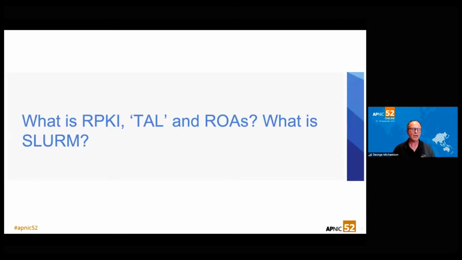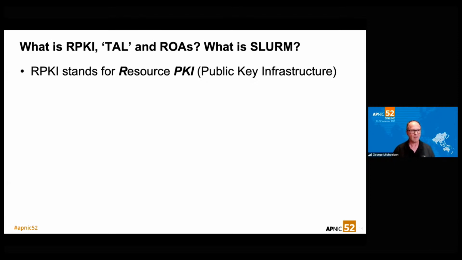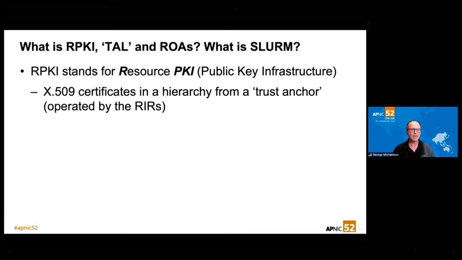So let's talk a little bit about these key concepts. 4 key terms: RPKI, TAL, ROA, and SLURM. First of all, RPKI is an acronym for the Resource PKI. And PKI means Public Key Infrastructure. Public key infrastructure is about using public-private cryptography, public-private key pairs. And these are used to make certificates, and certificates form a hierarchy of issuer and subject. And the subject becomes an issuer for another certificate with a subject, and so on.